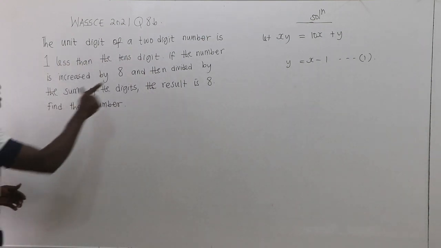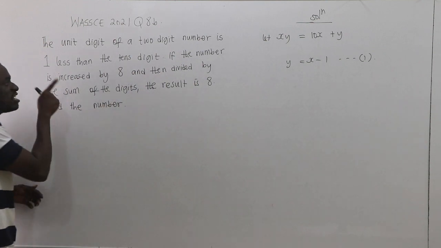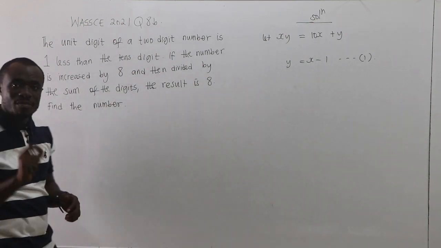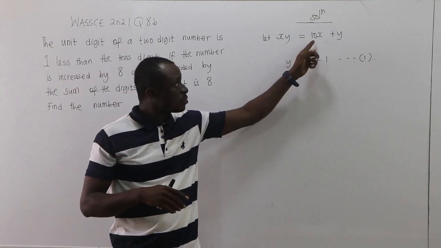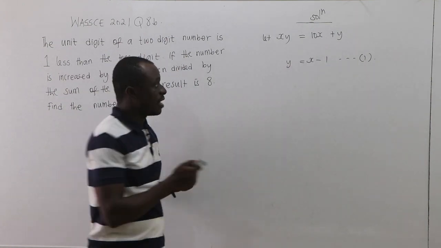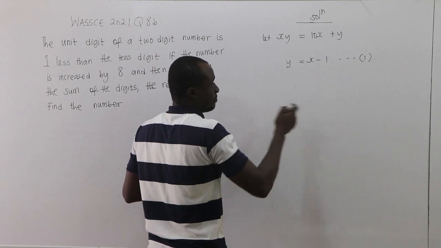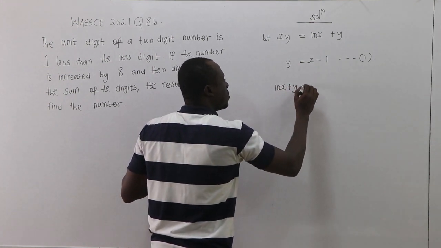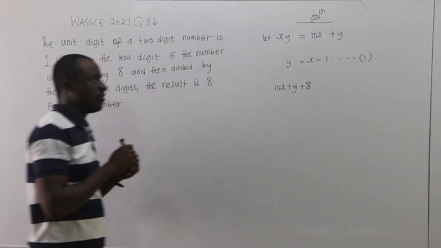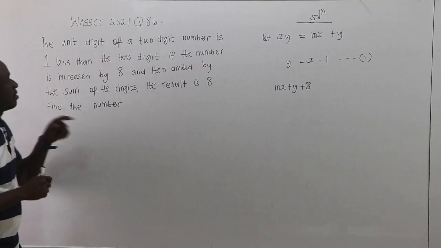That's very easy. Next, the number is increased by 8. Now what is the number? The number is xy. But this xy we can write as 10x plus y. And this is increased by 8. So that is 10x plus y plus 8.